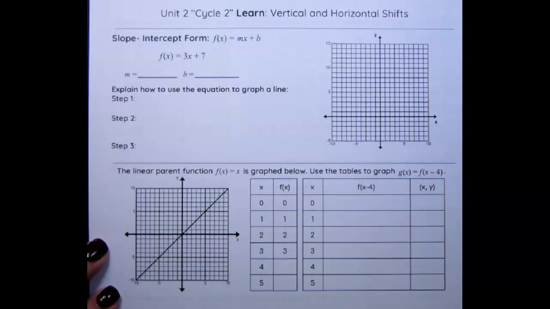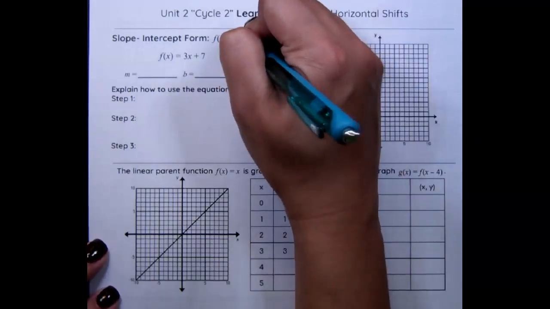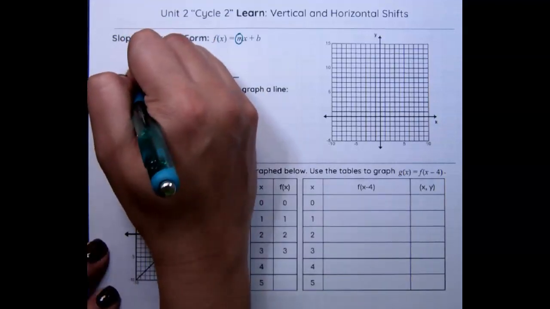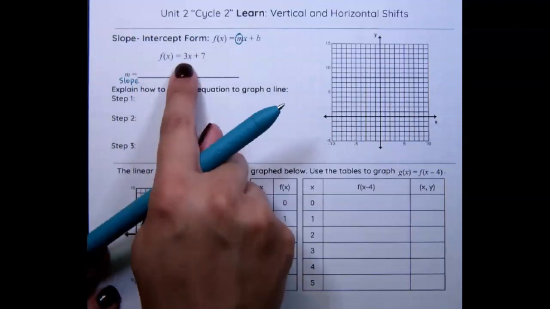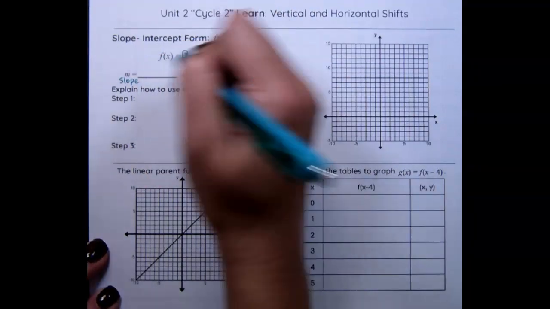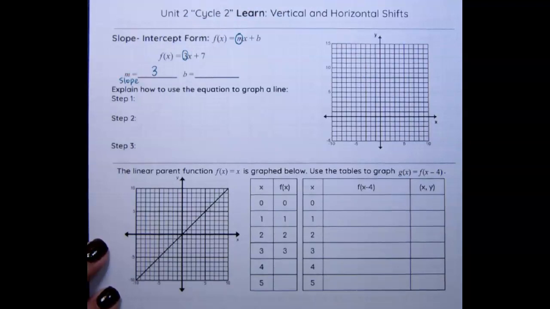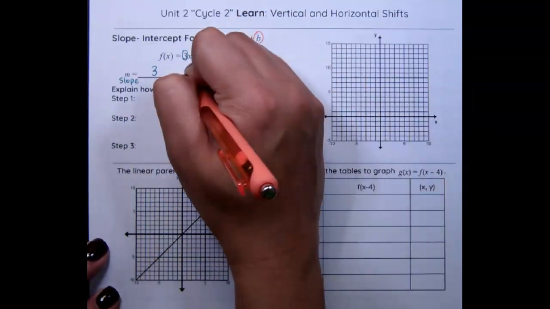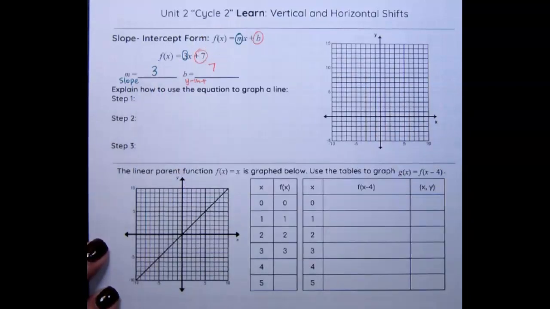The slope is always in front of x because m is in front of x and m stands for slope. So this is my slope. Well, if I look in my function, in front of x, I have the number 3. So my slope, or m, is 3. Now, b is usually at the end, not always, but it is always by itself. It never has a variable next to it. Well, if I look at my function, the number that is by itself is 7. So that is my y-intercept.